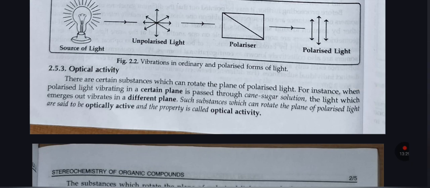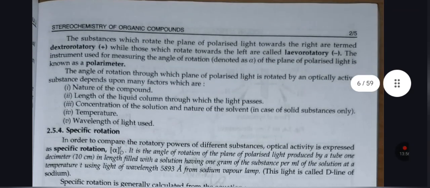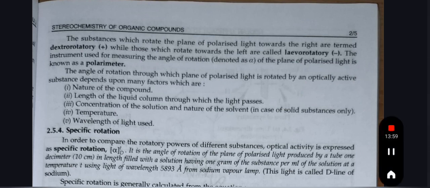Optical activity. There are certain substances which can rotate the plane of polarized light. For instance, when polarized light vibrating in a certain plane is passed through cane sugar solution, the light which emerges out vibrates in a different plane. Such substances which can rotate the plane of polarized light are said to be optically active, and the property is called optical activity. The substances which rotate the plane of polarized light towards the right are termed dextrorotatory, while those which rotate towards the left are called levorotatory.